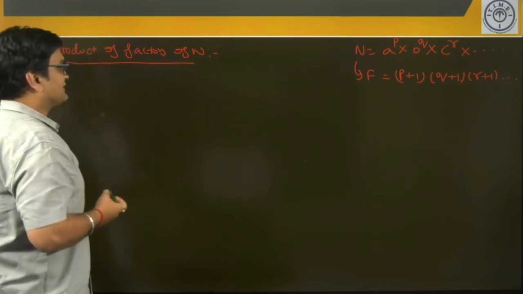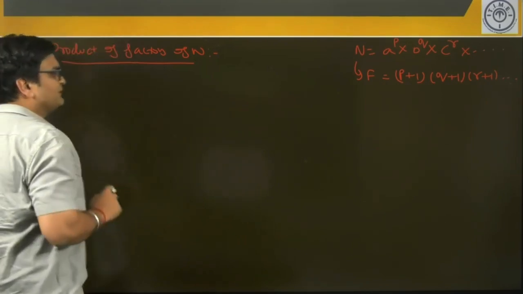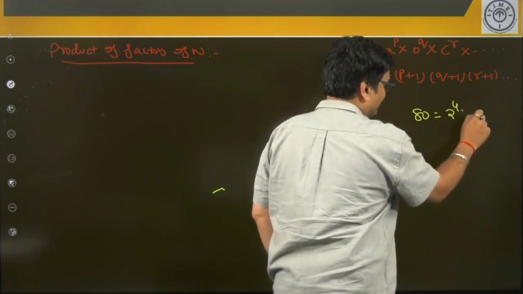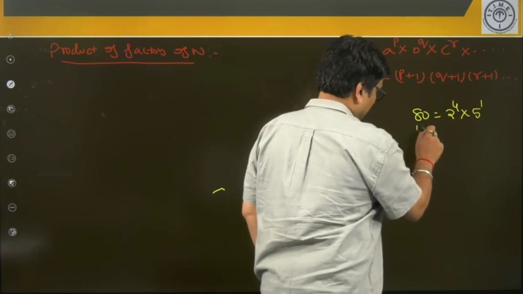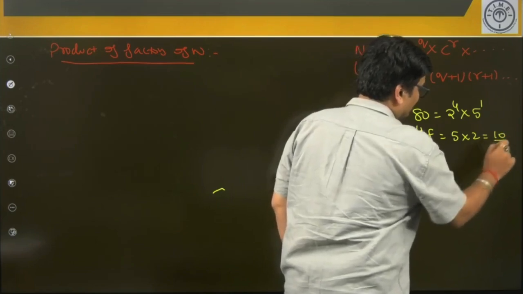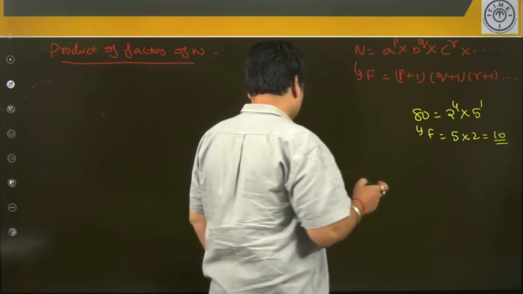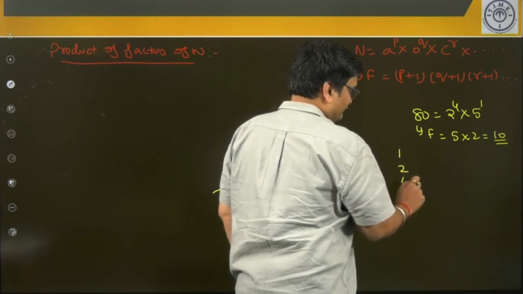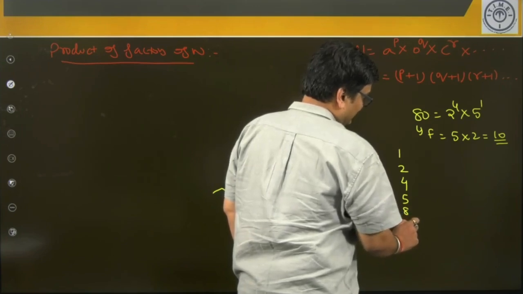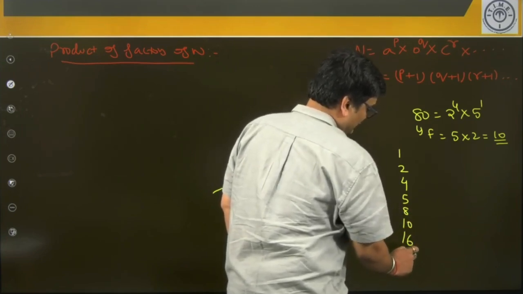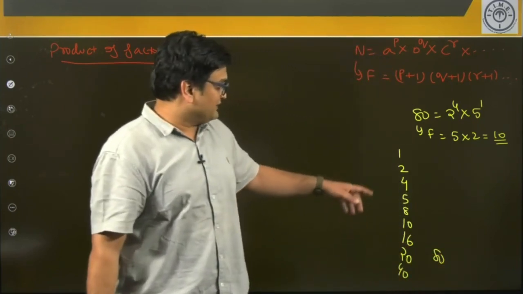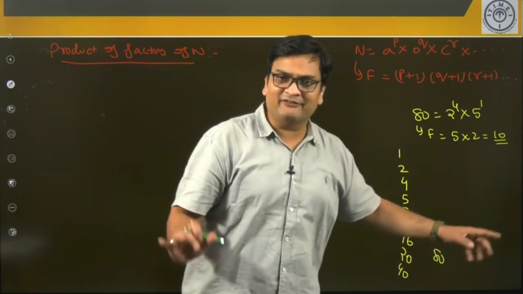So what will be the product of factors? Let's try to understand this using an example. Say I take a number like 80. The prime factorization of 80 is 2 power 4 into 5 power 1. So the number of factors will be (4 plus 1) which is 5, into (1 plus 1) which is 2, which is 10. So overall there are 10 factors. What are those 10 factors? The factors are 1, 2, 4, 5, 8, 10, 16, 20, 40 and 80. As you can see, 1, 2, 3, 4, 5, 6, 7, 8, 9, 10 factors overall.